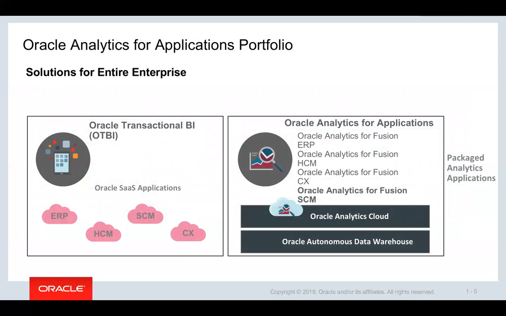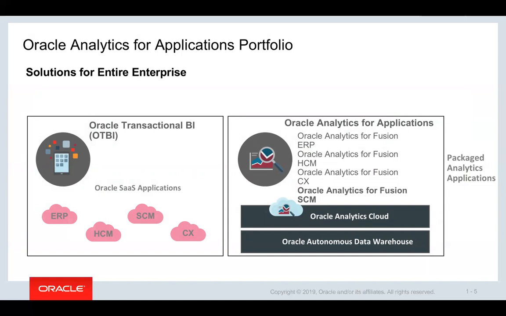Oracle Analytics for Applications portfolio really consists of two offerings. And I'm going to spend some time talking about them so you have a better understanding of what these products are capable of. First of all, it's OTBI. OTBI provides embedded transactional reporting capabilities, which should give customers a good start on the transactional reporting needs on data sourced from ERP and HCM Cloud.